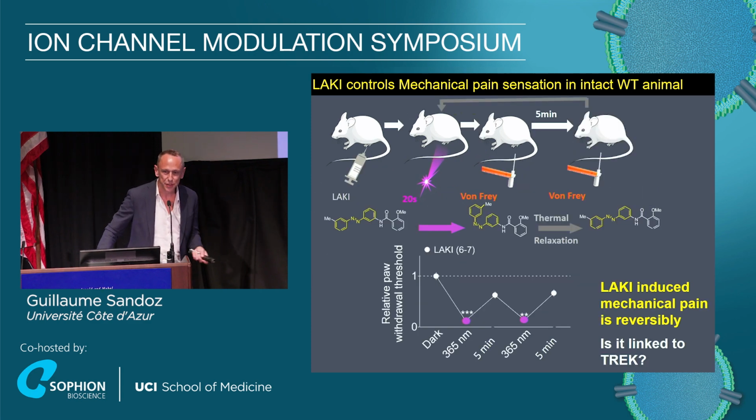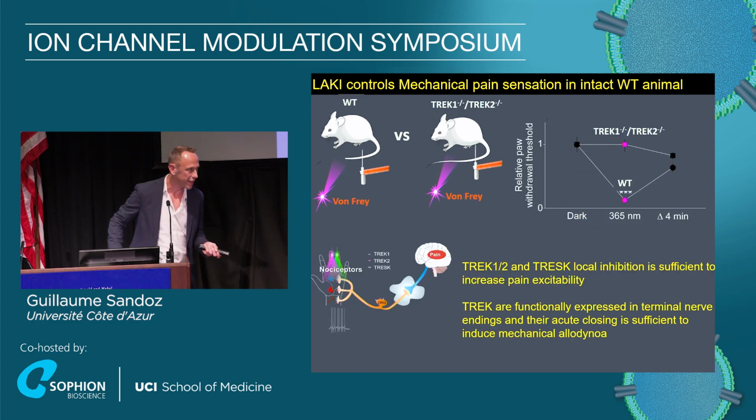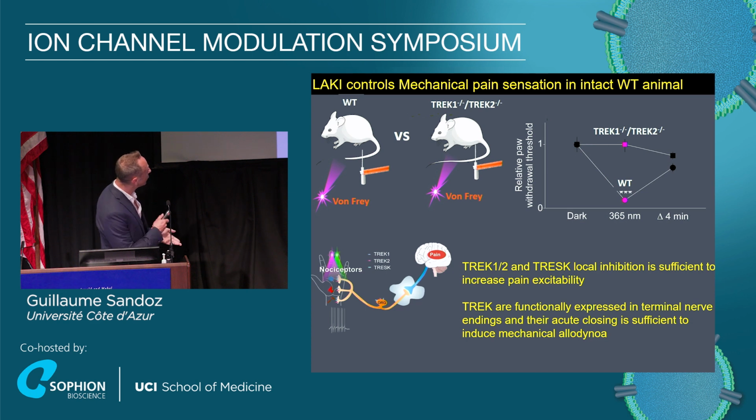This is nice, but this doesn't show that it is related to TREK channels. To respond to the question, is it related to TREK channels? The response is yes, because if you knock down TREK1 and TREK2, we are no longer able to induce the pain in this animal using the light.